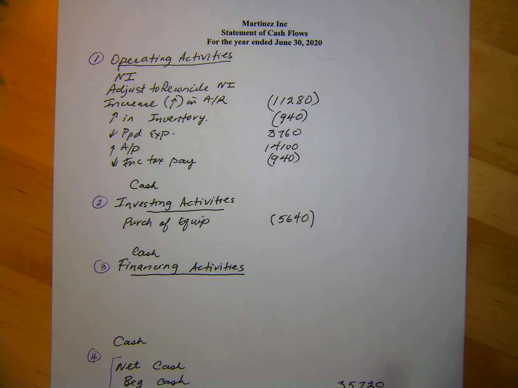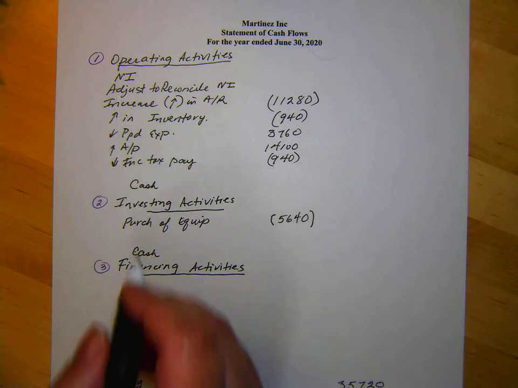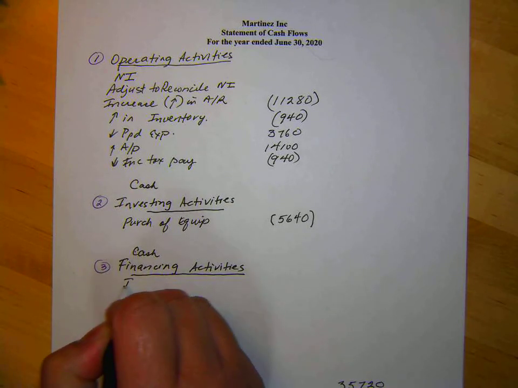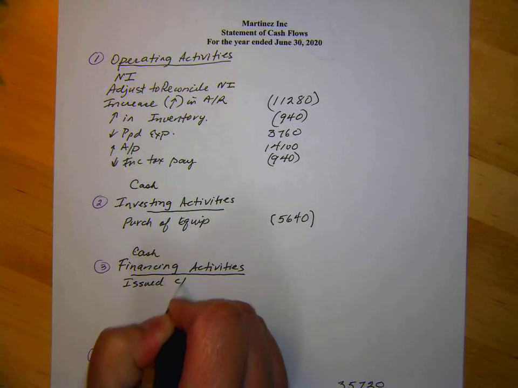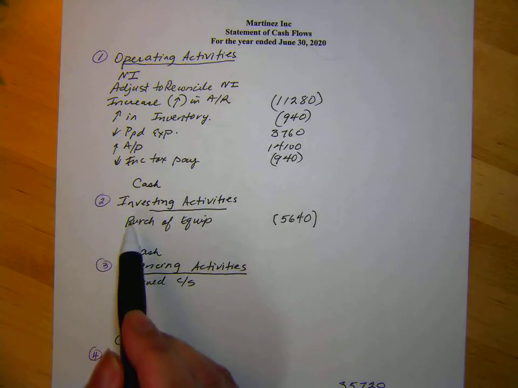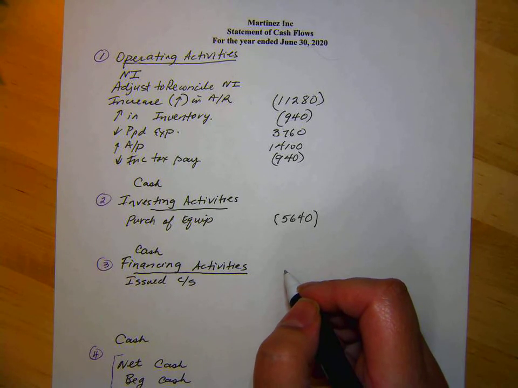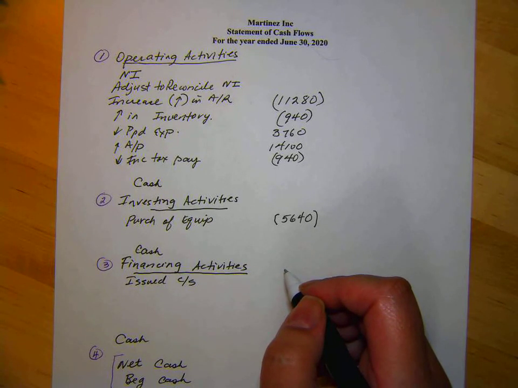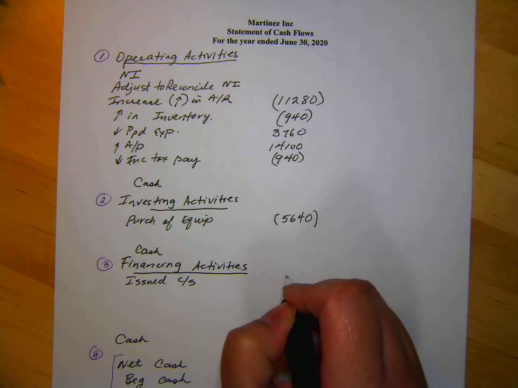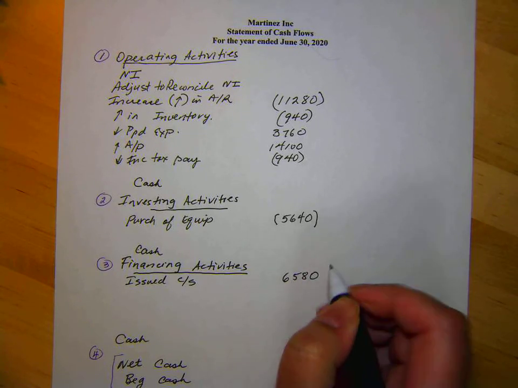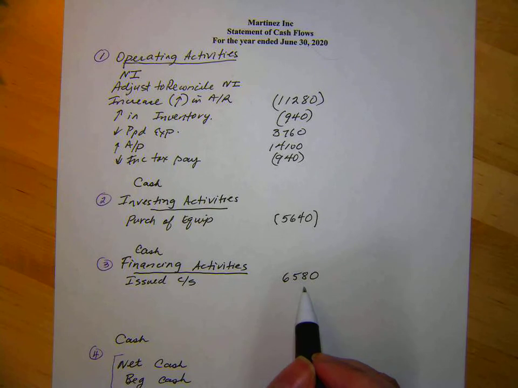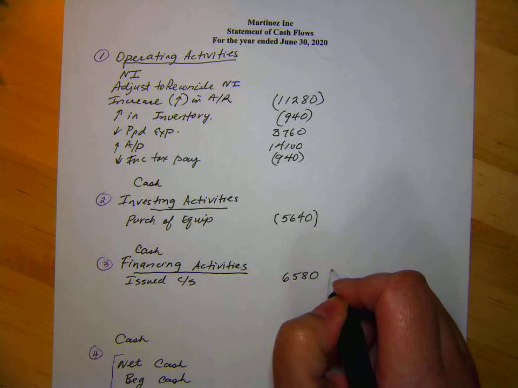Common shares. What do we do with common shares? Which section? Yeah, it goes in financing, and it's a source of cash. So we issued common shares, and notice here we also have verbs of what happened. We issued common shares for $65.80, and it's positive because it's a source of cash.